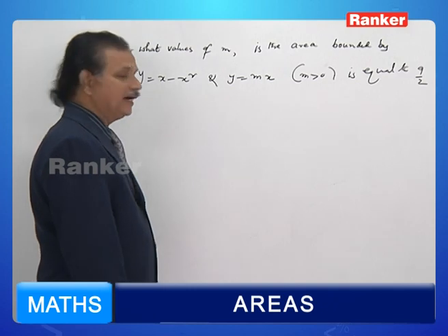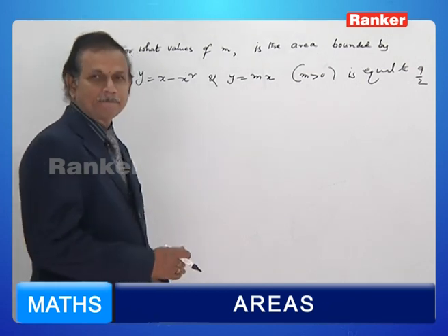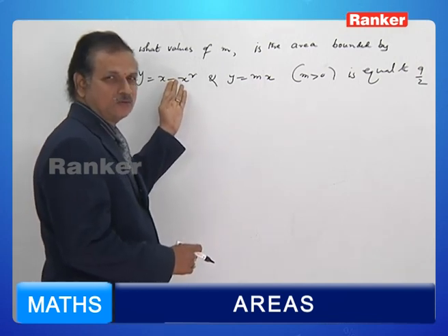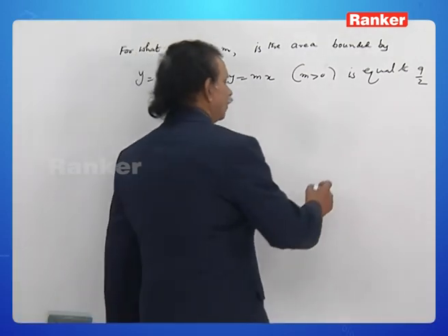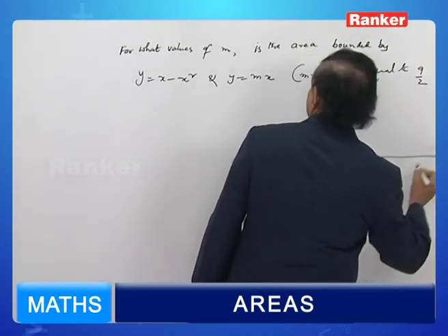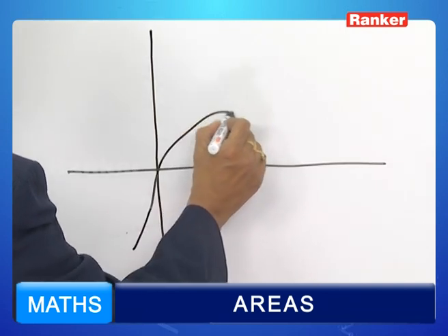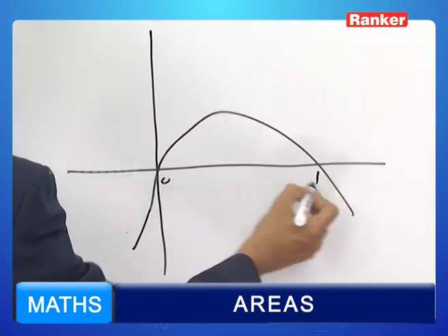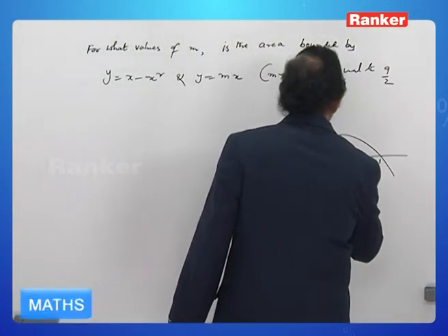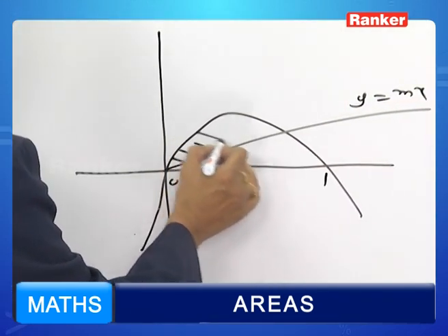y is equal to x minus x square. It is a parabola opened downwards whose axis is parallel to the y axis, and it meets the x axis where x minus x square is equal to 0, x into 1 minus x is 0, so x is 0 or 1. Hence, we can imagine the nature of the graph of the parabola. It looks like this. This is 0 and this is 1. Okay, y is equal to mx. That is a straight line, of course, passing through the origin. This is y is equal to mx. And we want to have the area between them.